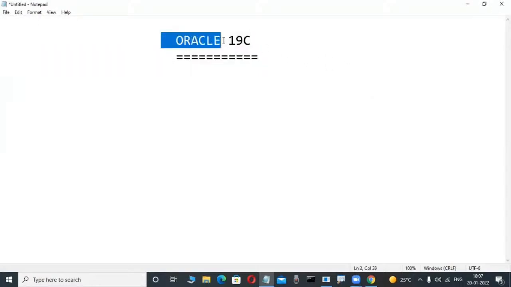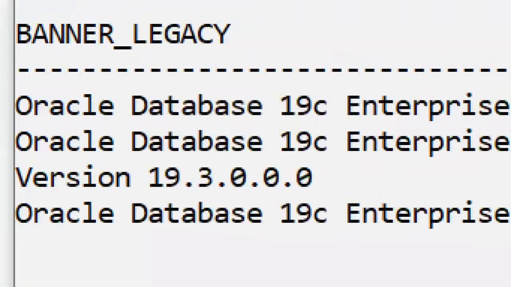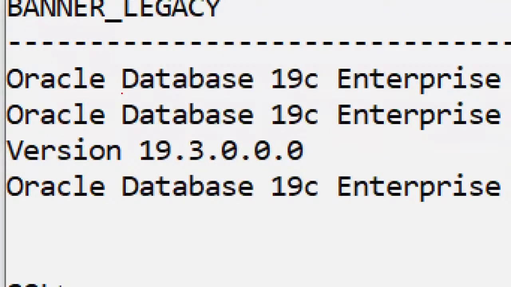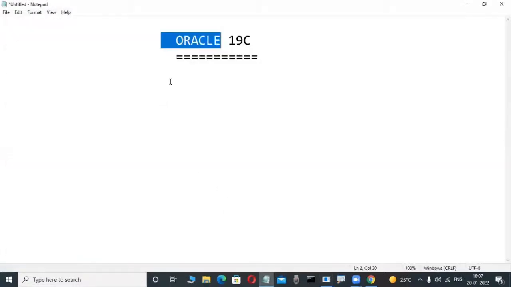But what is this Oracle? Slowly observe the screen. Oracle is a product from Oracle Corporation, and it is a database product. Many of you already have an idea that Oracle is a database product. Okay, fine. And now check it out.